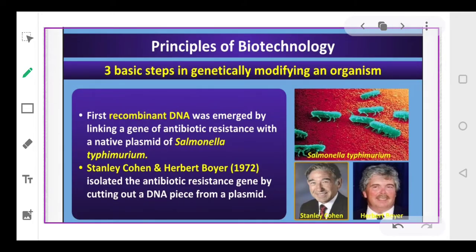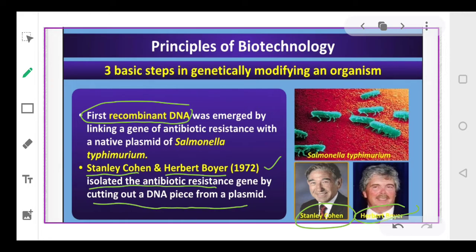Now to talk about the first recombinant DNA. This first recombinant DNA was isolated by Stanley Cohen and Herbert Boyer. You can see in the picture, this is Stanley Cohen and Herbert Boyer. In 1972, they isolated an antibiotic resistance gene by cutting a DNA piece from a plasmid. Okay, and the plasmid was of Salmonella. You can easily see this organism here in the picture. This is a bacteria, and that acted as a plasmid. Clear? Plasmid means the organism, the host in which the DNA was introduced and then it started multiplying.